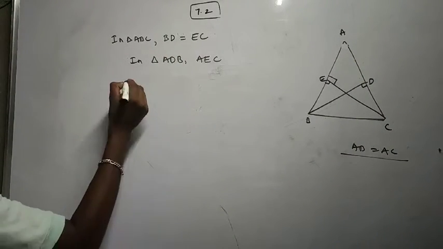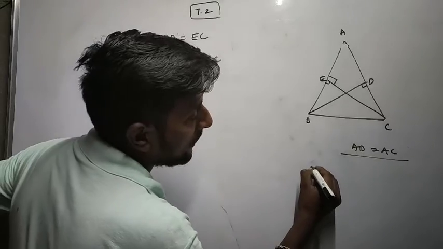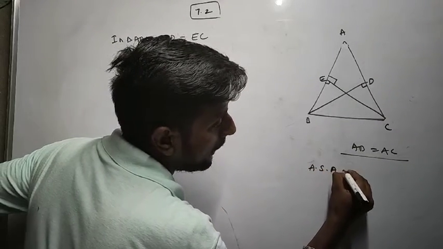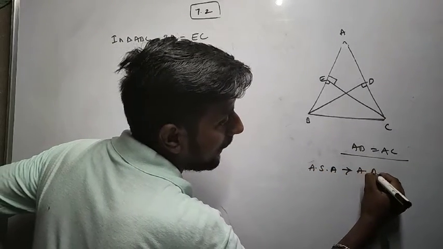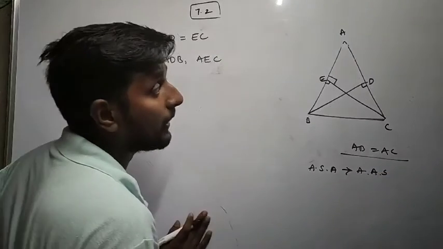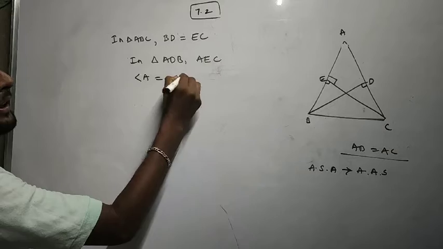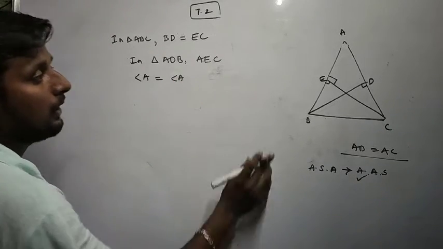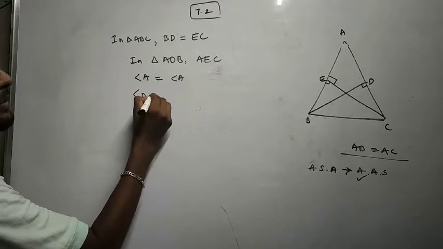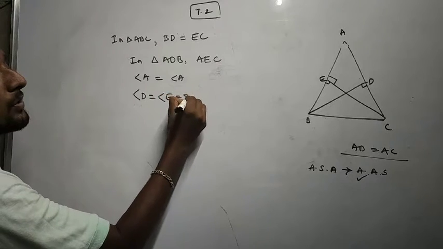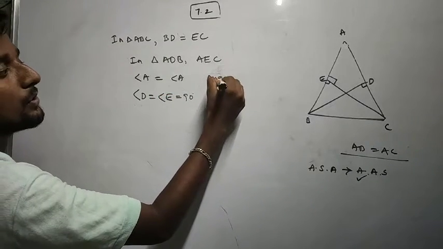Right. So now I said already ASA rule can also be written as AAS rule. Why am I talking about all this? Because here I know angle A is equal to angle A. Yes, one angle completed. And look at angle D is equal to angle E, that is equal to 90, and that is also an angle.